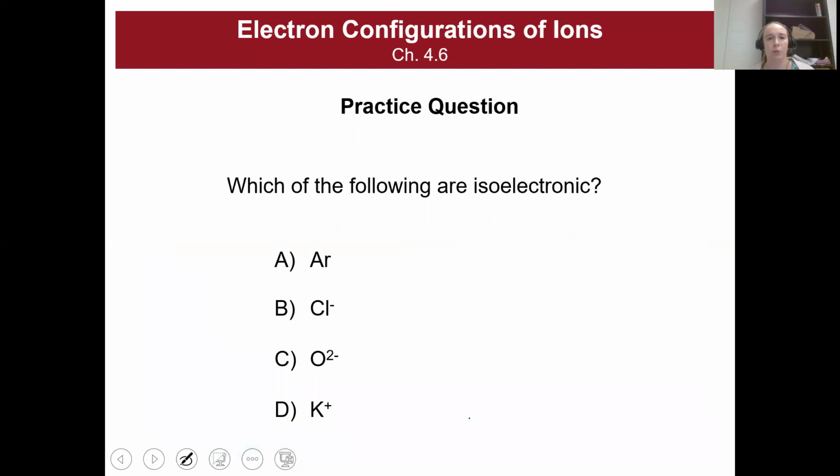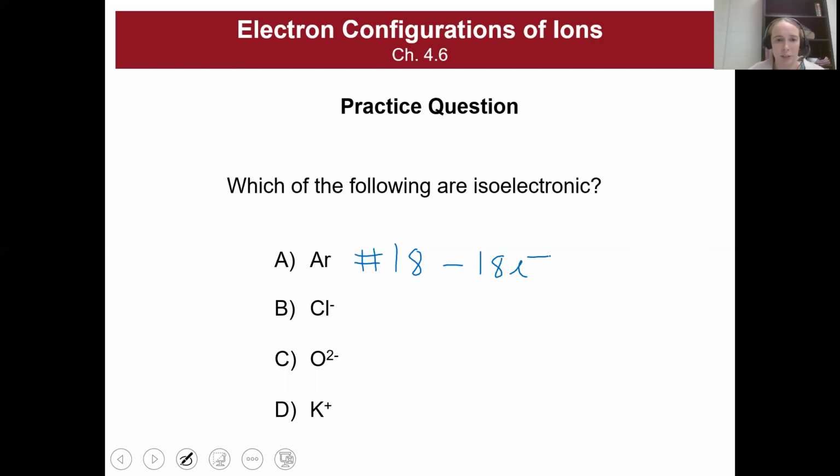All right, so here's a practice question for you guys. You should solve this. You can pause the video and try it yourself. It's a good practice instead of just watching me solve it. But here we go. So which of the following are isoelectronic? So that means they have the same number of electrons. So let's find out how many electrons these have. So argon is number 18 on the periodic table. So it has 18 electrons.